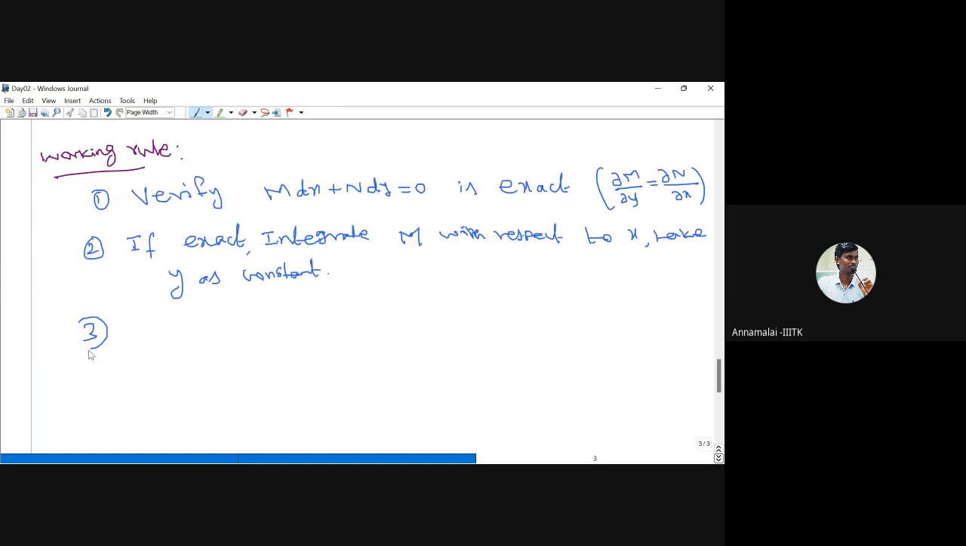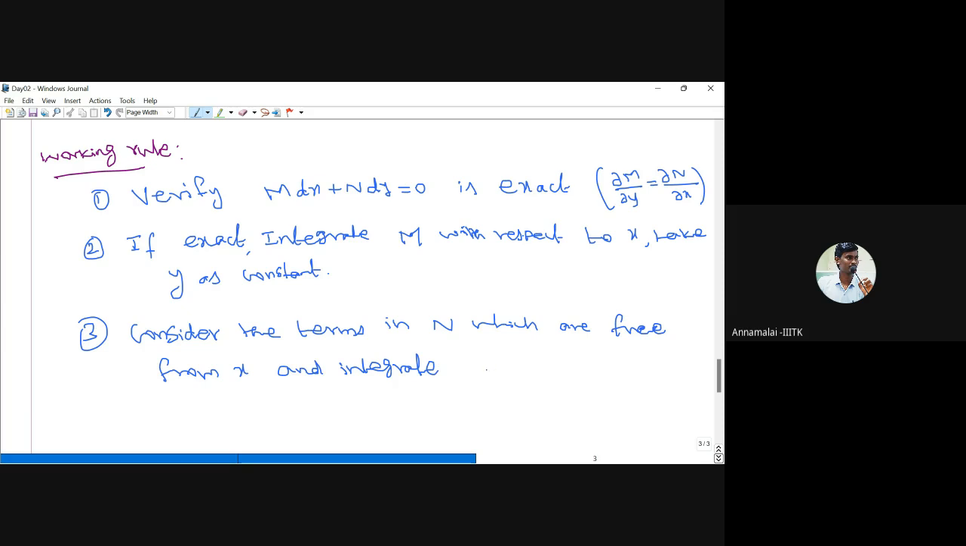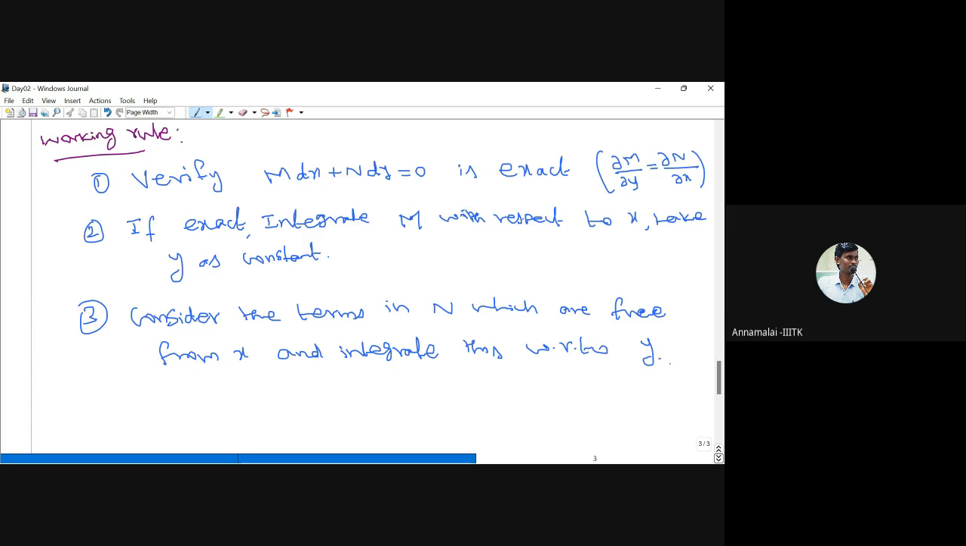Now the next step is to integrate N. Consider the terms in N which are free from x; if N contains some x terms, you have to omit all of them, and then integrate the remaining terms with respect to y. So now you get one equation from this step.